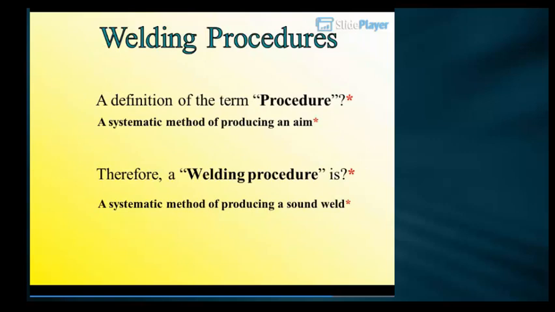Welding procedures. A definition of the term procedure: a systematic method of producing a result. Therefore, a welding procedure is a systematic method of producing a sound weld.